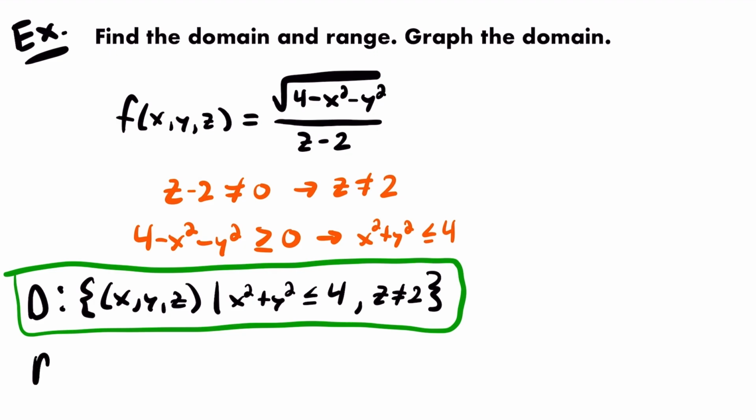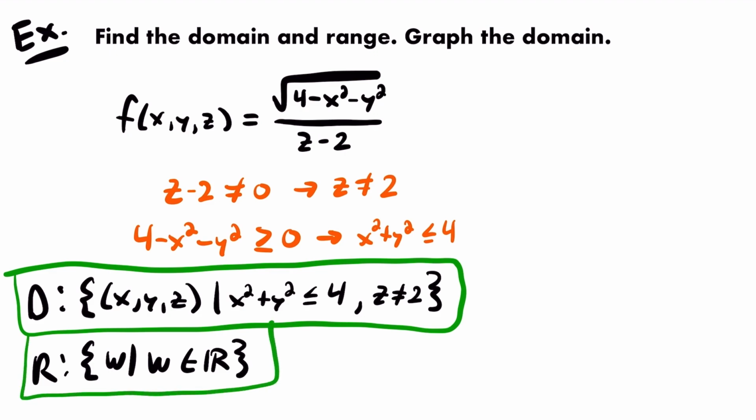In this case, we would say that the range is all the values of w such that w belongs to the set of all real numbers. Okay, so the domain is restricted, but the range can be anything. There are no limitations on the output for this function. All right, so now we have our domain and range.